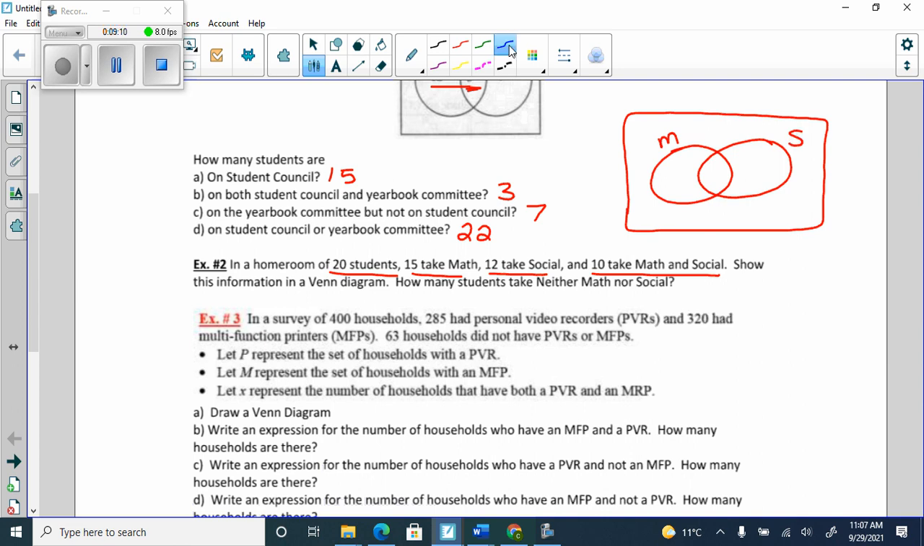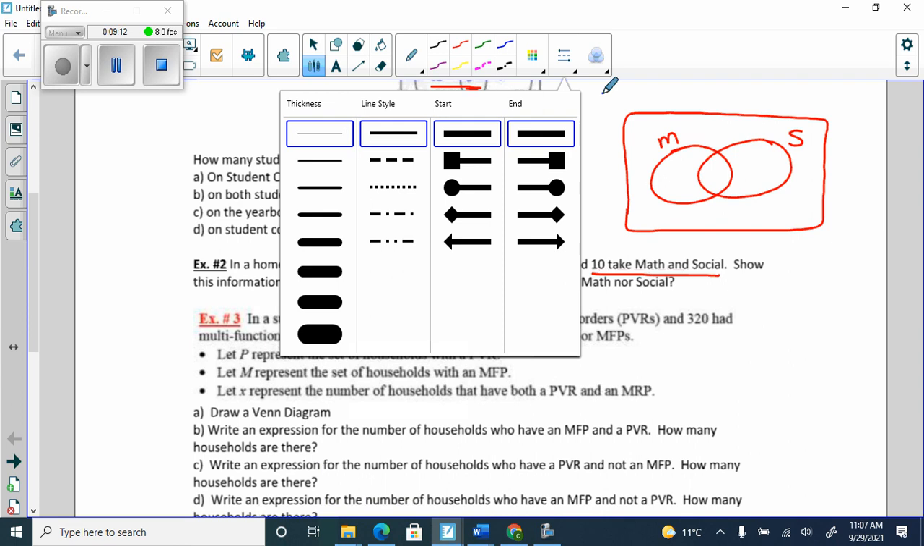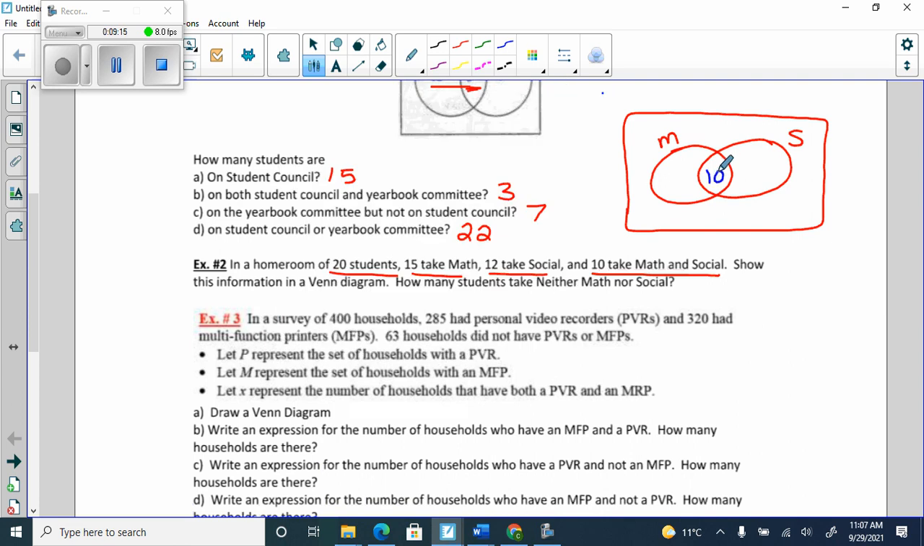It said 10 take math and social. So there's already 10 in math currently, and there's already 10 in social currently, right? So in math, it says that 15 take math. So how many take math only? 5. And then social, there's 12. How many take social only? 2. And then how do I figure out the outside of the box? Add them all up. 10, 5, 2 is 17. And how many should there be? 20. So how many are on the outside? 3. Now it says, how many students take neither math nor social?